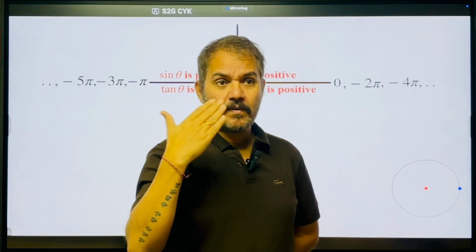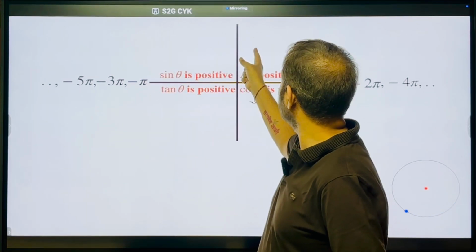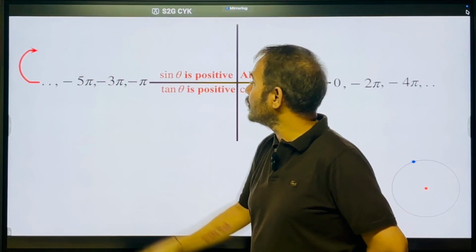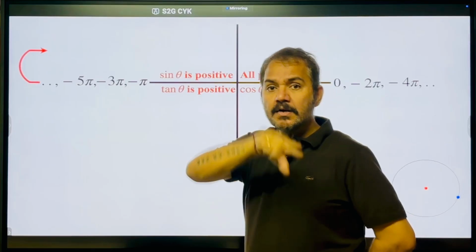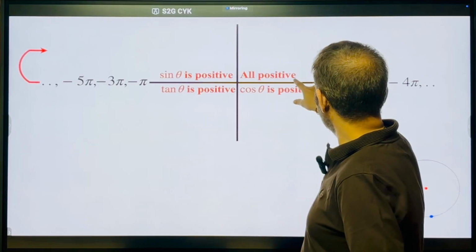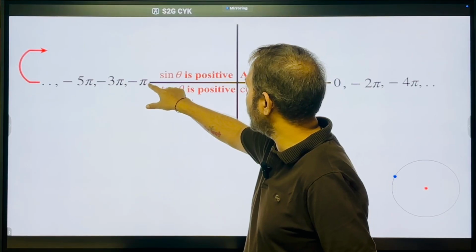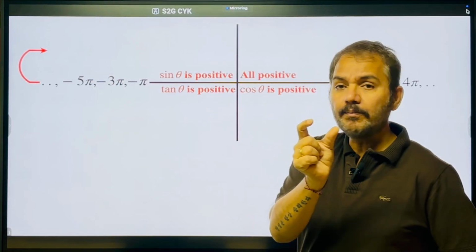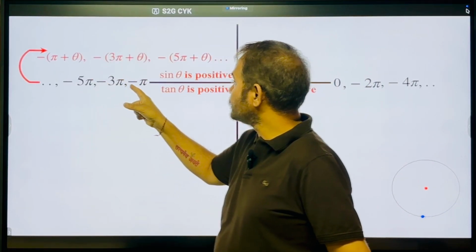That is, sine is positive in first and second. We are still considering this is the first, this is the second, this is the third, this is the fourth quadrant. So when you come here, remember that you are moving clockwise now, right? So you come here clockwise. On this line we are at negative pi. So to come to the second quadrant, what will your angle be now? This will be negative pi plus theta.